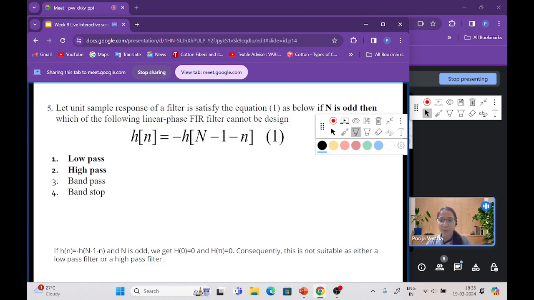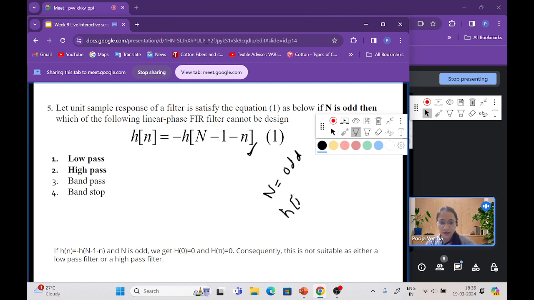Let unit sample response of a filter satisfy the equation 1. That is the equation 1. As we also know that the FIR filter must be a linear phase. So as below, if n is odd, then which of the following linear phase FIR filter cannot be designed? Here it is given n is odd, then which of the following FIR filter cannot be designed with this function? Option A is low pass, option B is high pass, option C is band pass, or option D is band pass.